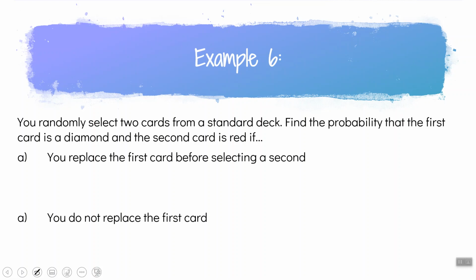Find the probability that the first card is a diamond and that the second card is red if you replace the first card before selecting a second. So the odds of getting a diamond are 13 out of 52. There's 13 cards in each suit. Card back, so now there's still 52 cards. Then the odds of getting a red, well, half the cards are red and half the cards are black, so 26 out of 52.